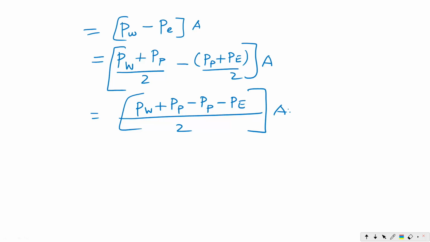So what will happen? This PP gets cancelled. Now what is the answer? It is PW minus PE by 2 into area. Now do you know the value at PW? Yes, we know. Why? Because they are the nodes. Capital W indicates the nodes. Similarly, what is PE? We know the value because of the nodes.